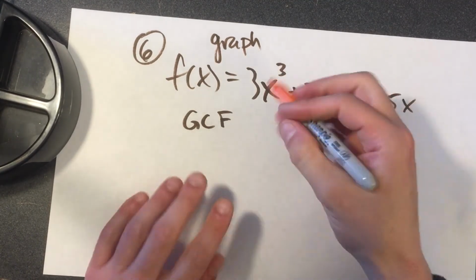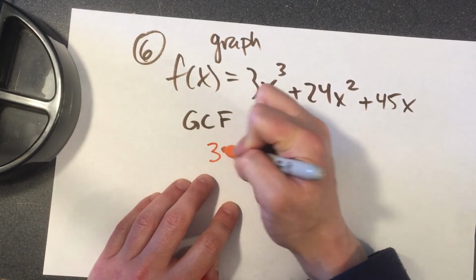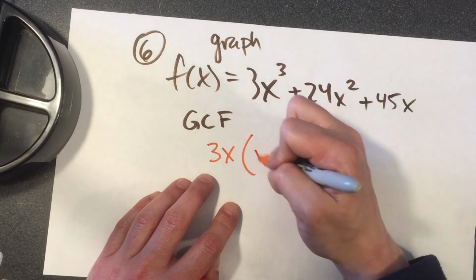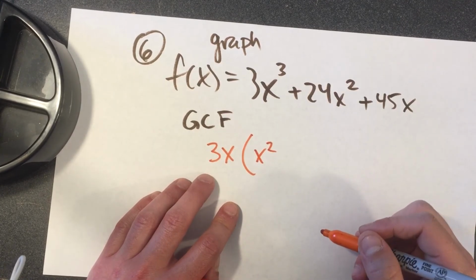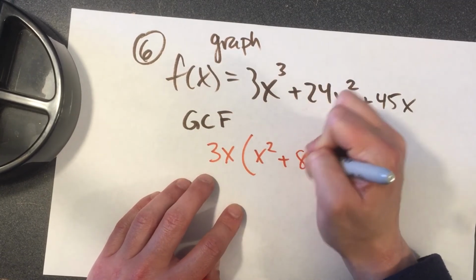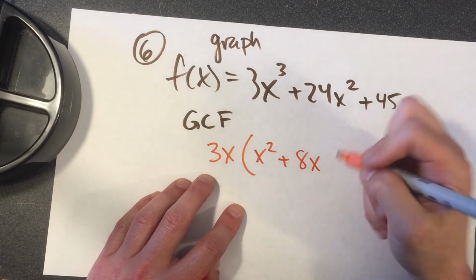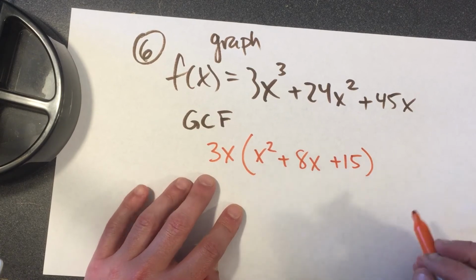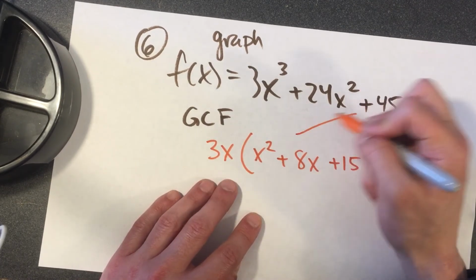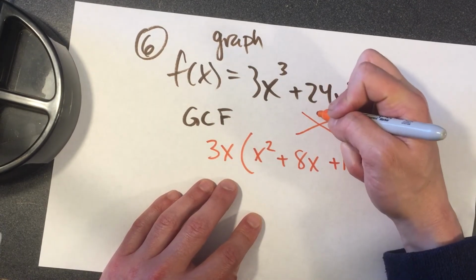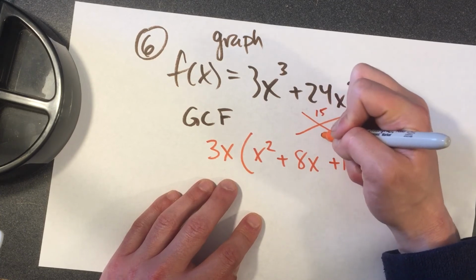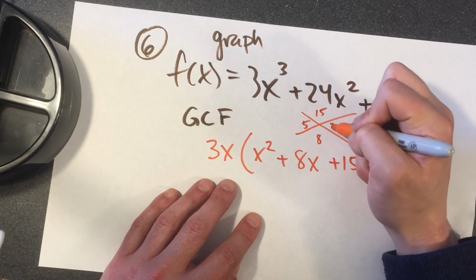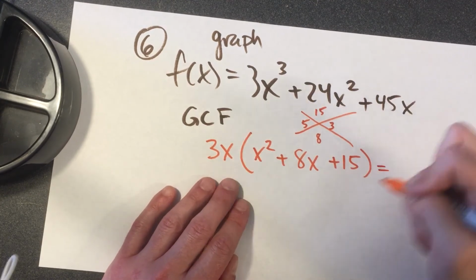Let's switch to orange here. So our greatest common factor is 3x. So I pull 3x out of that. I get x squared is left over, I get an 8x, and I get a 15. So I can then factor this out by doing my little cross-eyed trick. I need two numbers that multiply to 15 but add to 8. Oh, don't you mean 5 and 3?